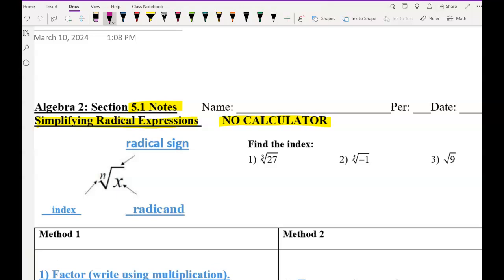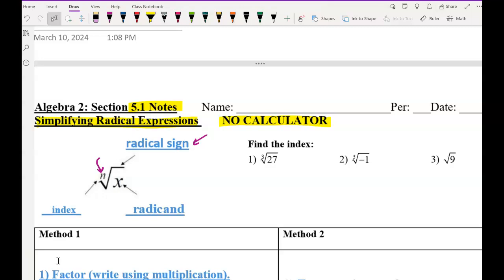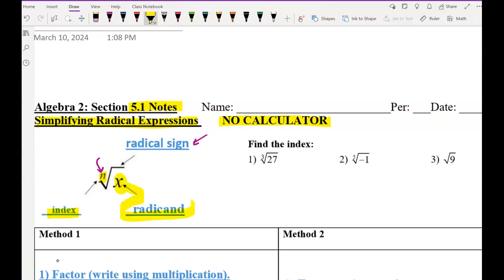So when you guys see this root right here, this is called a radical sign, and then there's this n symbol that's usually in this little hook. If you don't see a number in there at all, that means it's a square root, a common root, so we don't write a number in there, but that's called an index. Okay, so this is an index, and then this number that's on the inside is the radicand.